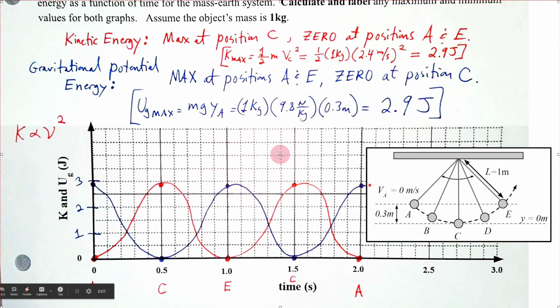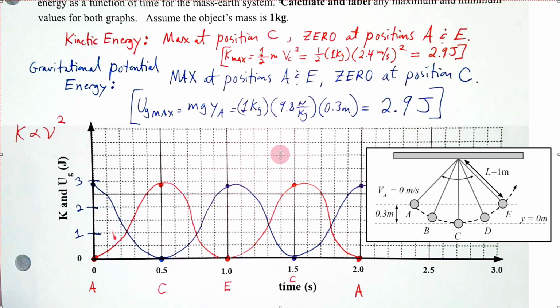A question that you guys weren't asked, but we should be able to think through is what's true of the total energy of the system? Well, for the pendulum Earth system, the total energy will be equal to the sum of the gravitational potential energy and the kinetic energy at any point. It's easiest to see when you only have gravitational potential energy, let's say at position A, or only kinetic energy at position C. So the total energy of the system is 2.9 joules at position A, and it's 2.9 joules at position C. Well, what about in between?